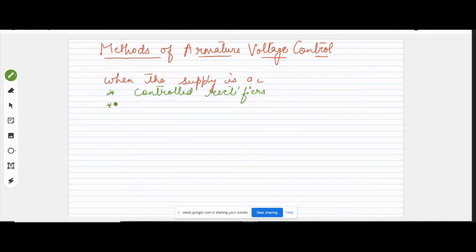Second option could be that we can use a transformer with tappings, and after that we can use an uncontrolled rectifier.